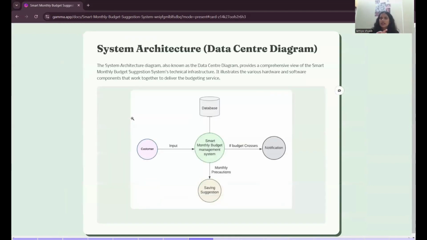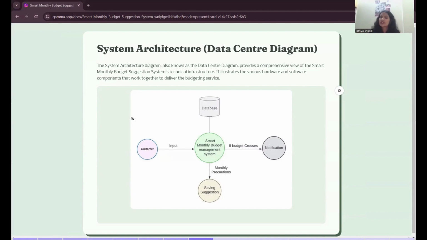Next is the system architecture. Here we have used the data center diagram where we provide a comprehensive view of the smart monthly budget management system. It's a very technical infrastructure, and it just illustrates how various hardware and software are connected with each other. So we have the user, the database, the notification system, the suggestion system, and the system as a whole. So what happens is that the user inputs the data to the system.